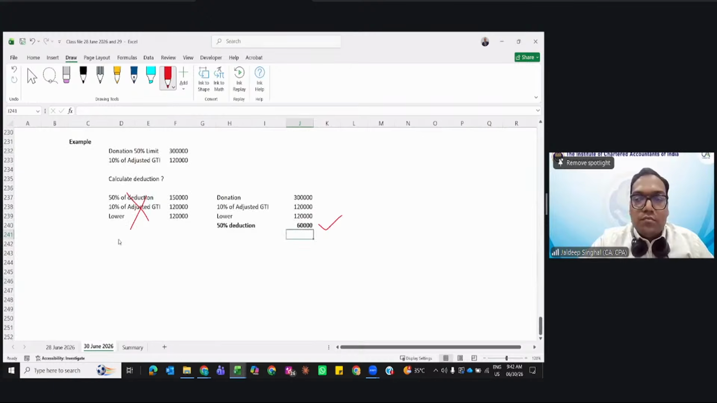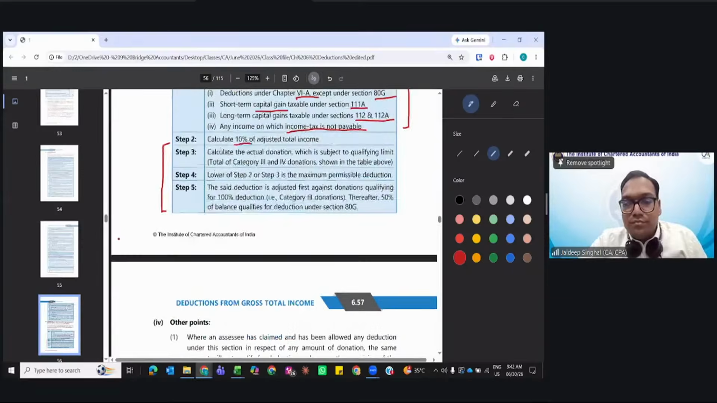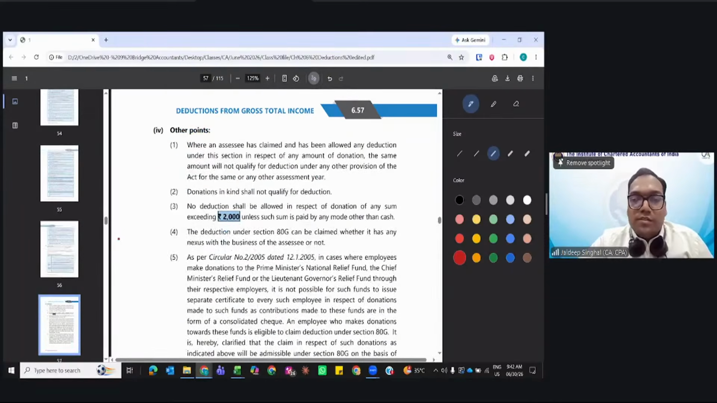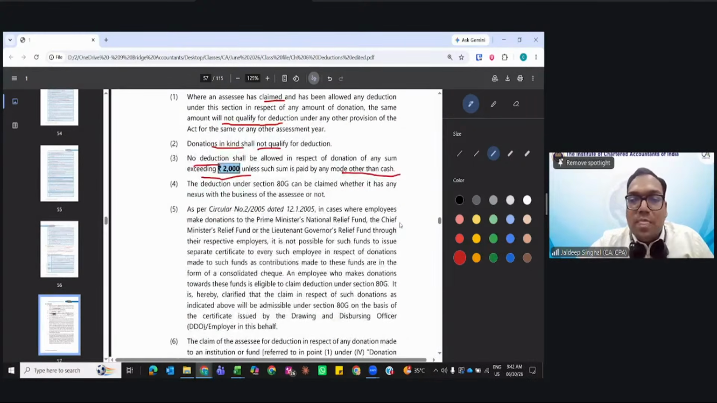Let's come to the book. Other points. Where the deduction has been claimed and allowed under this deduction of donation, the same will not qualify under any other provision of the Act. If once donation is claimed, you cannot claim under any other provision of the Act. Double deduction is not allowed. Donations in kind not allowed. No deduction if you are paying exceeding 2,000 in cash. You need to pay other than cash. The deduction under 80G can be claimed whether it has nexus with the business or not.